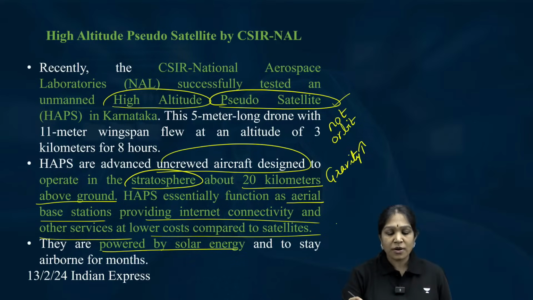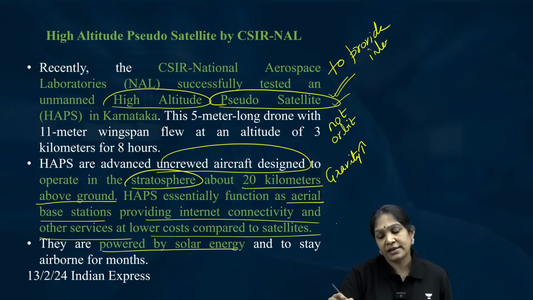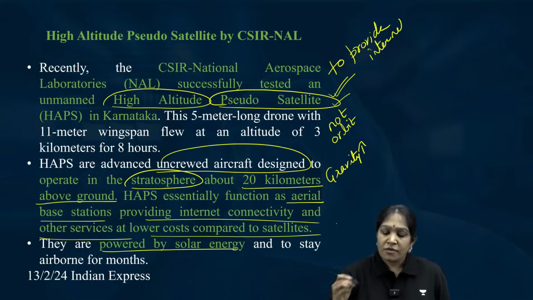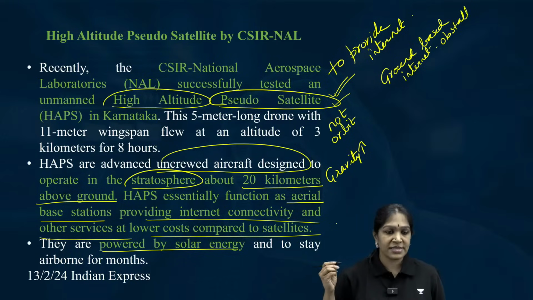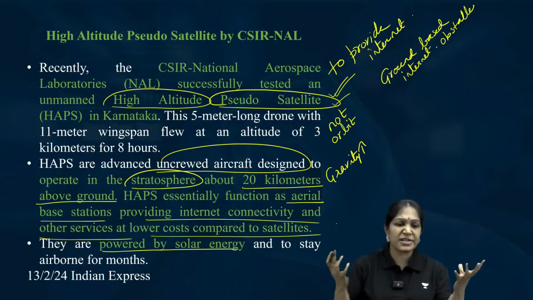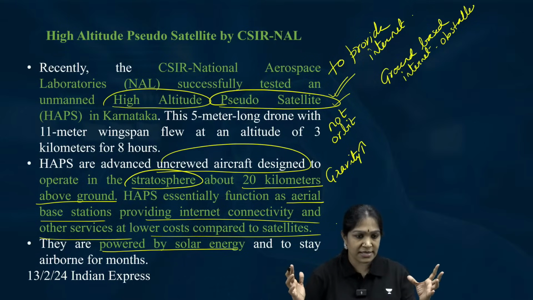So what is the purpose of this pseudo satellite? To provide internet. Is it clear? What is the problem with ground-based internet? More obstacles you have, isn't it? More obstacles, buildings, constructions, all these things.